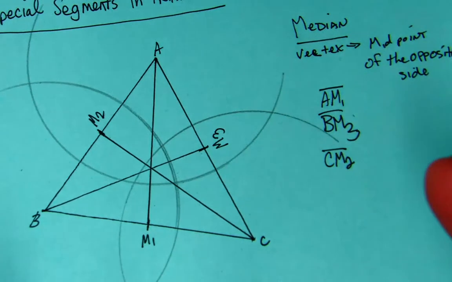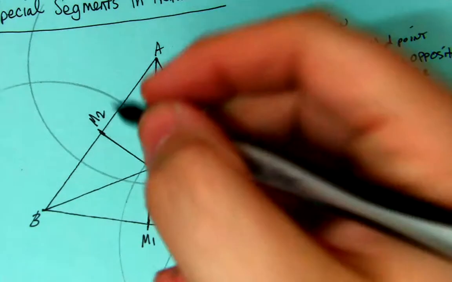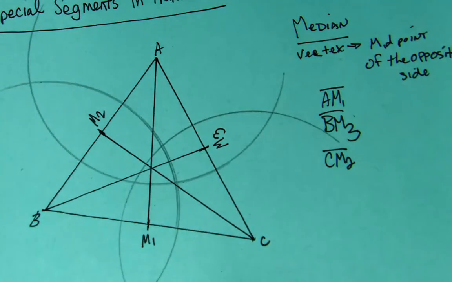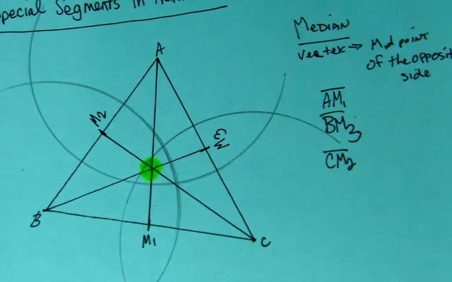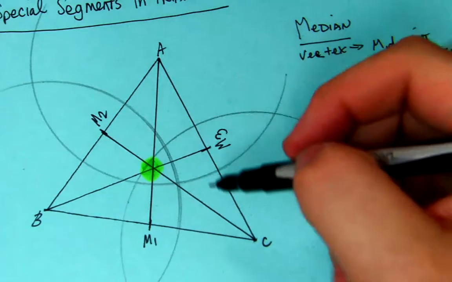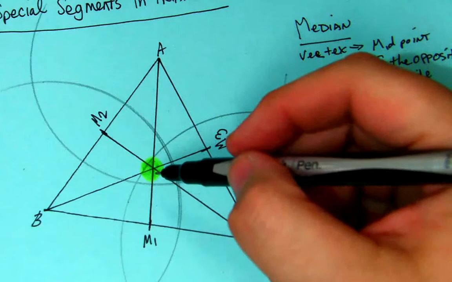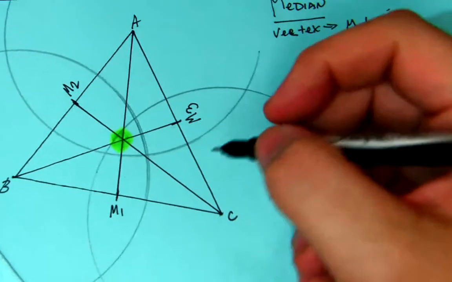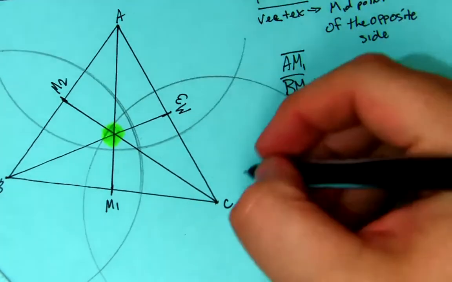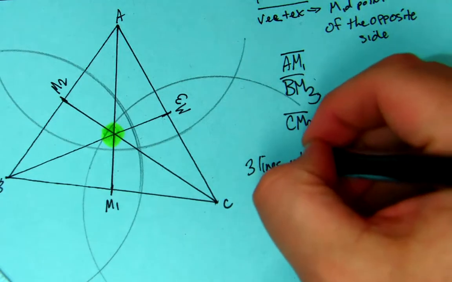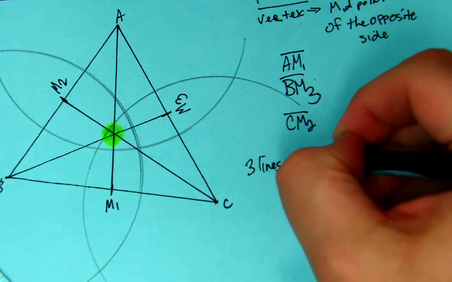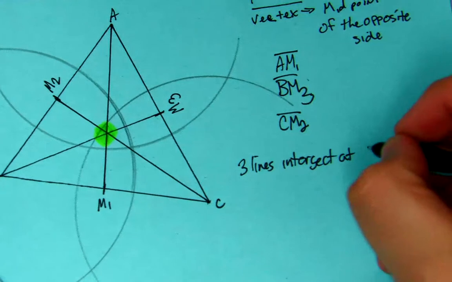Now, what do we see? What's something special that happens? Give you a hint. It happens right there. All 3 medians intersect at a point. So, 3 lines intersect at one point.